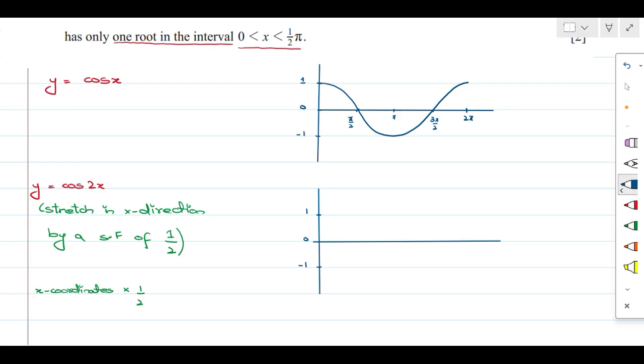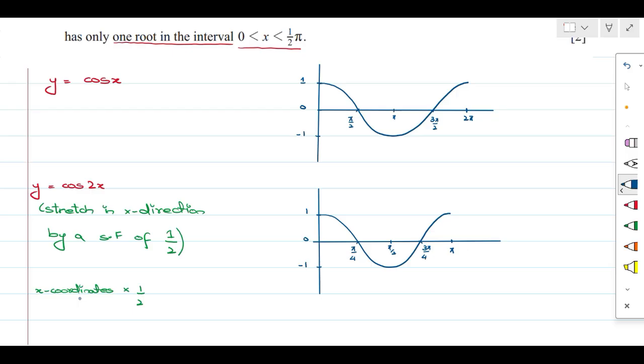Now we have pi by 2. Pi by 2 divided by 2 is pi by 4. And this is your pi by 2. We have the same sketch. Pi multiplied by 1 by 2 is pi by 2. This is your 3 pi by 4, and here we have a pi.